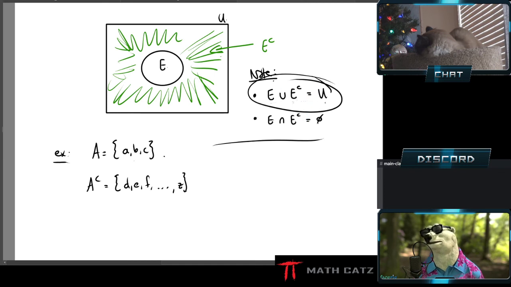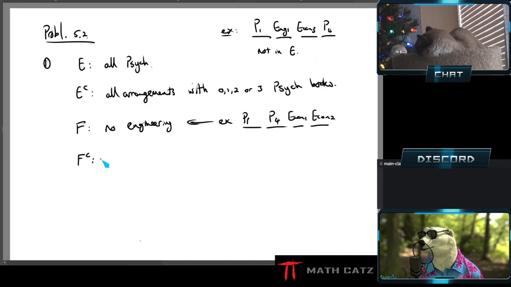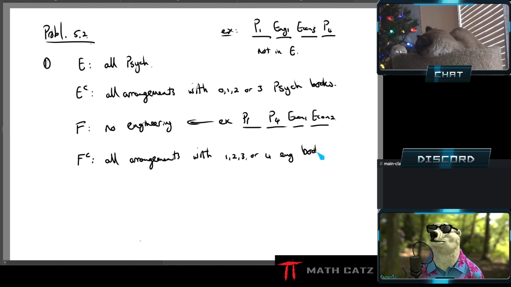Said here. So if F has the requirement that I can't select any engineering book, F complement has all arrangements with 1, 2, 3, or 4 engineering books. So it's important here that I should have led with that, I'm sorry, that we understand this is my Venn diagram in this case, containing everything.